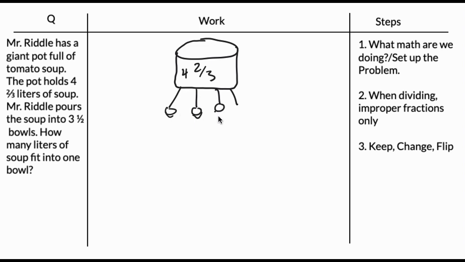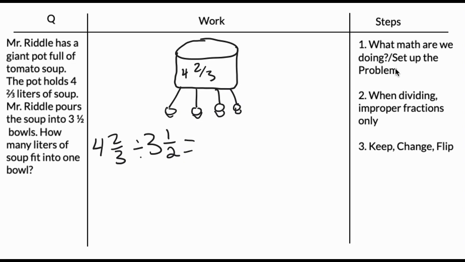Anytime we're taking one thing, whether it be soup, whether it be food of any kind, whether it be anything, if we're taking something and cutting it into equal pieces, then we've got to know that we're dividing those two numbers. So we're taking 4 2/3 in this case, and we are dividing it by 3.5.